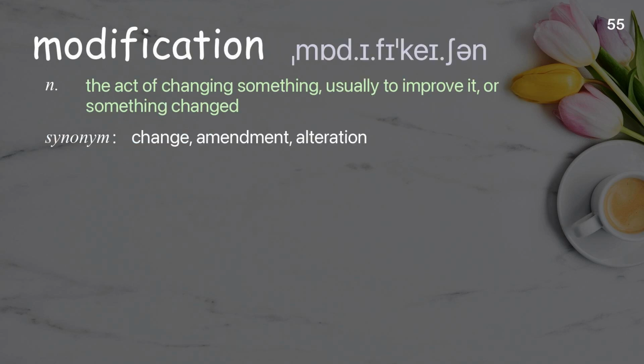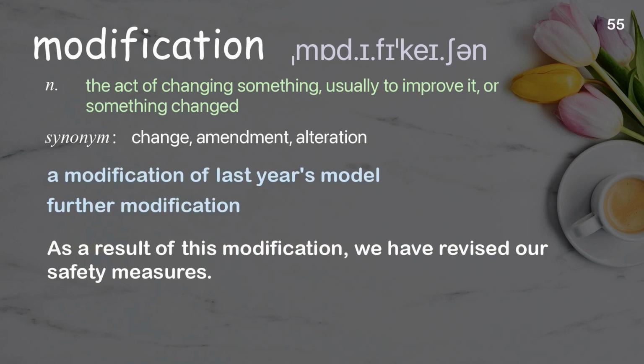Modification. The act of changing something, usually to improve it, or something changed. Examples: A modification of last year's model. Further modification. As a result of this modification, we have revised our safety measures.